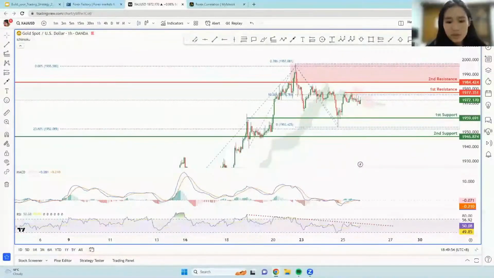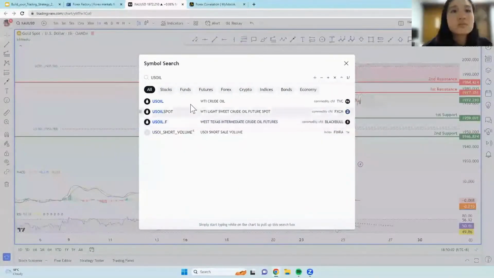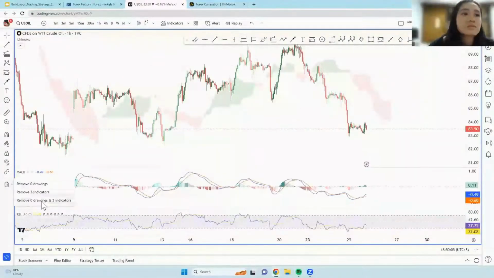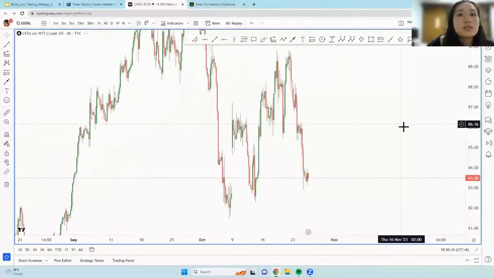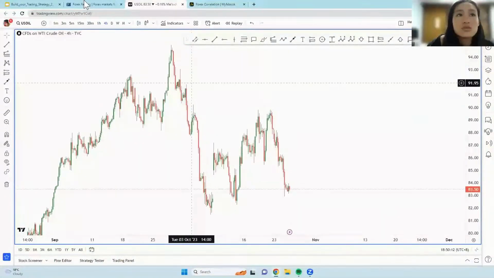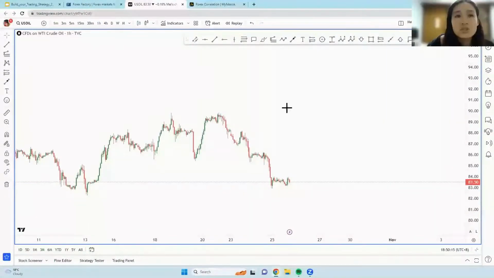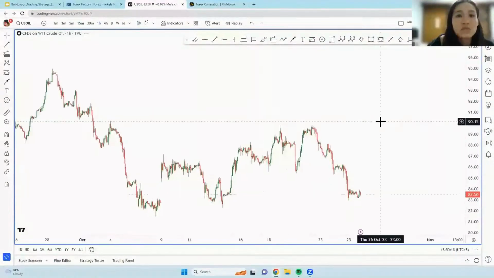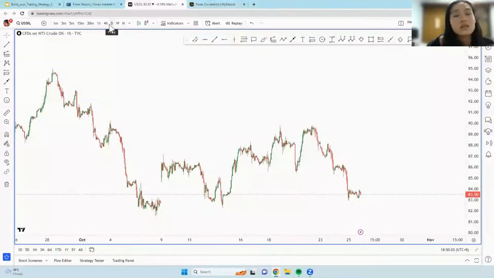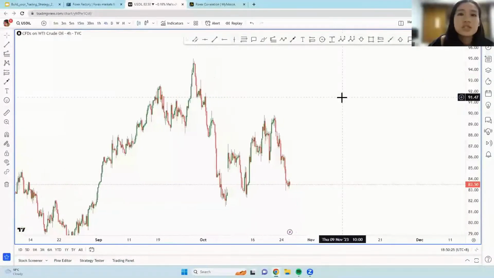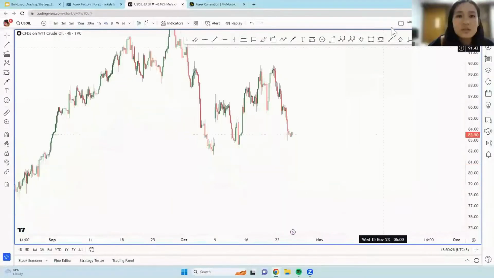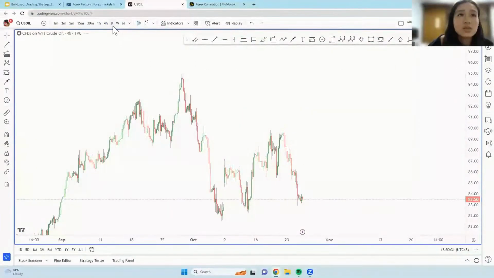Okay, we have a request for US oil. So I'll just go ahead and do that now. Let's see on the 4 hour or 1 hour time frame, which of these gives us a clearer chart. Yeah, I think the 4 hour gives us a clearer chart. Yeah, let's go ahead and do that.